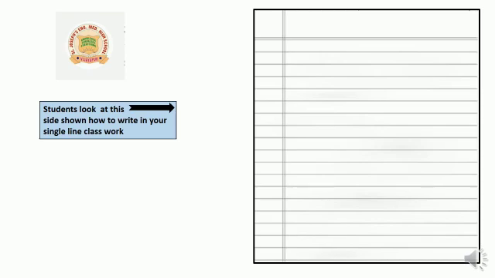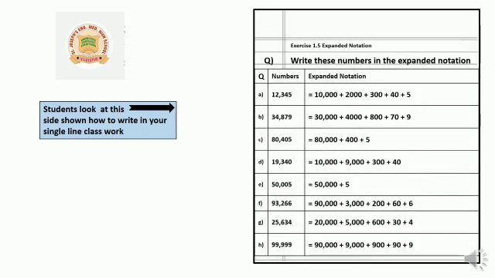Children, today we have completed your lesson number 1. So how to write in classwork? I am showing you, children. Look at this side. Take your single line notebook. First what you have to do? Put the exercise number and heading of the exercise, that is exercise 1.5 expanded notation. Then write the question: write these numbers in the expanded notation. Next draw the full question in the notebook. This is the method. Can you see, children, how it has come into your video? Yes, this is the method you have to write exercise number 1.5.